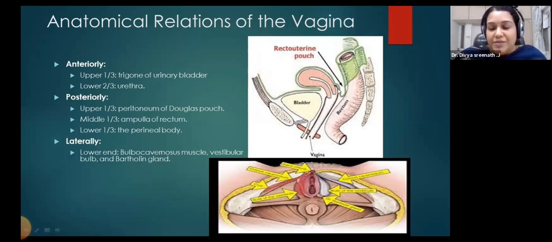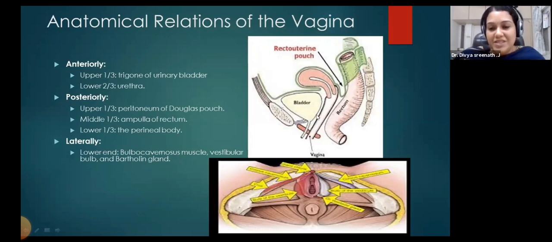Like if you're doing a follicular study, when ovulation happens, you can see in the report that fluid is seen in the POD. Fluid is seen in the pouch of Douglas. This is the pouch of Douglas. And this is the anterior vaginal wall.